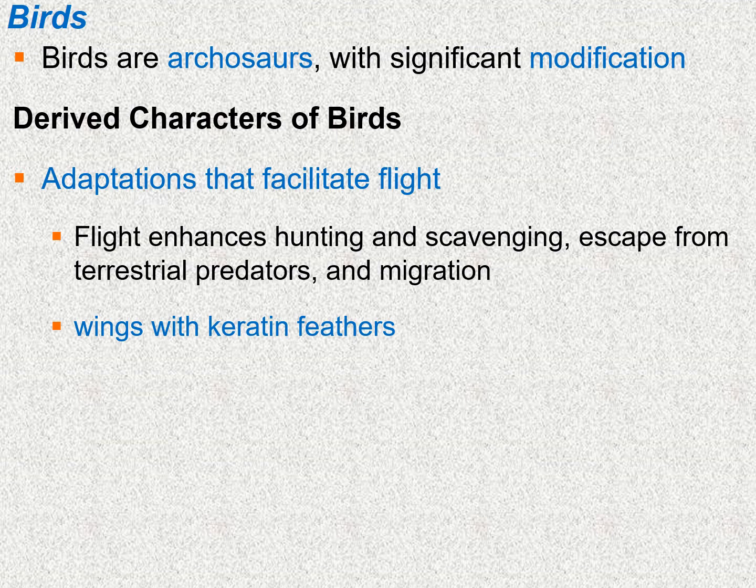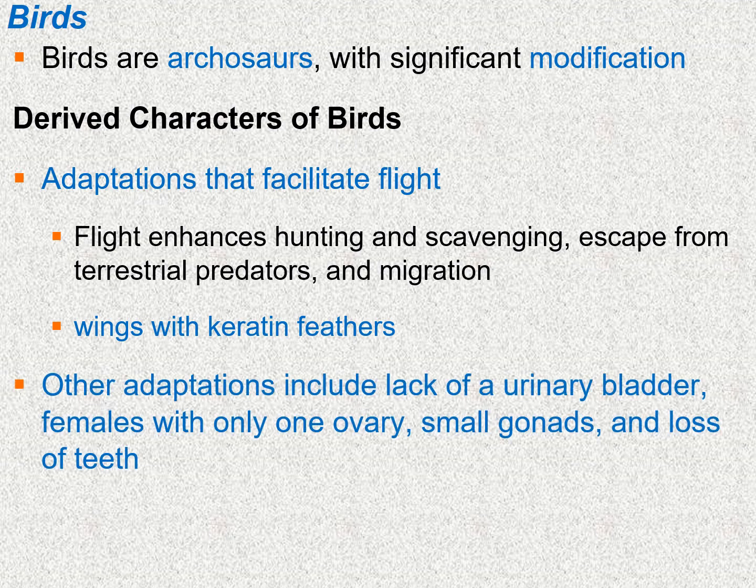So they also have wings with keratin feathers. So they have feathers that are made of keratin, and these help them fly. There are other adaptations, and some of these include the lack of a urinary bladder, females having only one ovary, small gonads, and the loss of teeth.